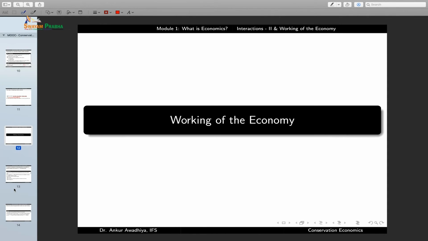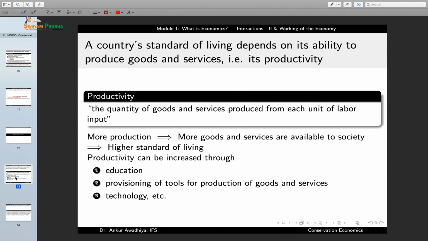Next, let us have a look at the workings of the economy. Now, the first principle in the working of the economy is that a country's standard of living depends on its ability to produce goods and services, that is, the productivity that the country has. And productivity is defined as the quantity of goods and services that are produced from each unit of labor input.